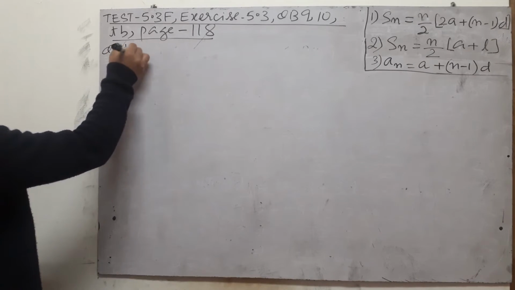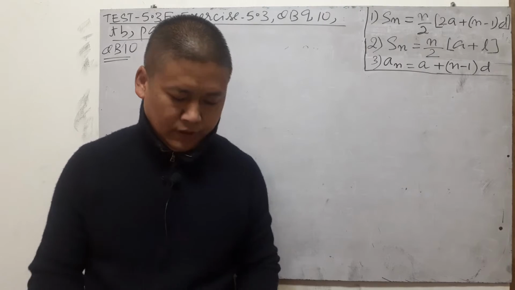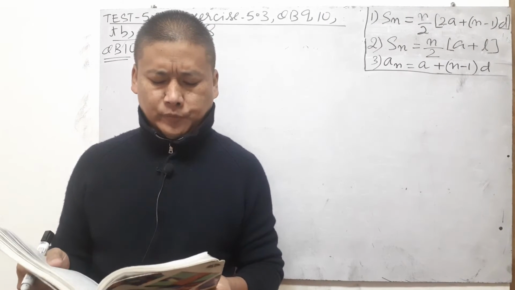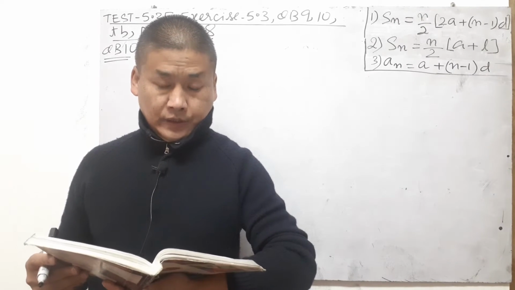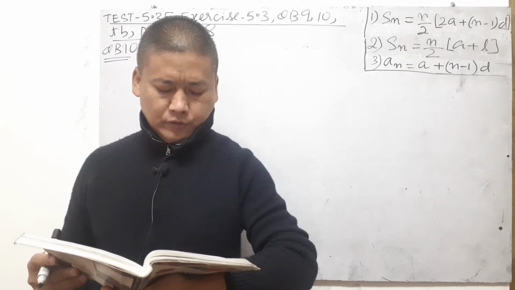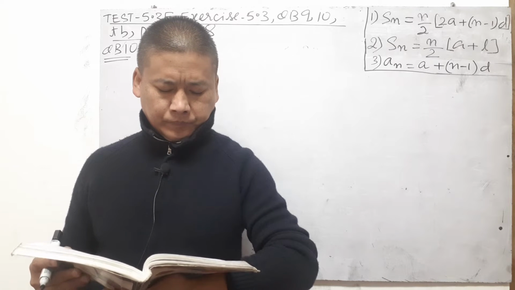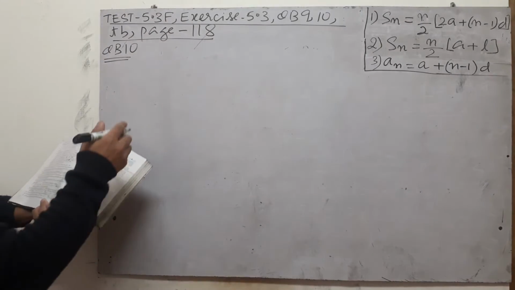Question B, number 10. Let me read it out for us. Show that A1, A2, etc. up to AN net term form an AP. So we have to show that this is an AP, where AN is defined as below: 1, AN equal to 3 plus 4n; 2, AN equal to 9 minus 5n. So let us start with 1.